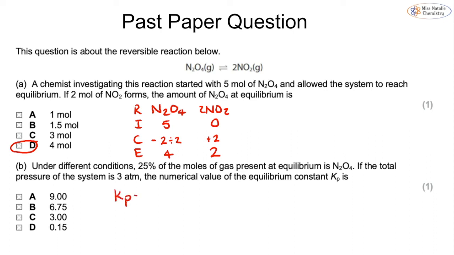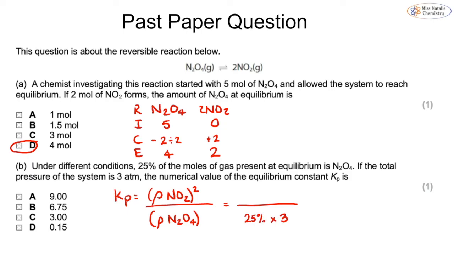So in this case, Kp is going to be the partial pressure of NO2 squared over the partial pressure of the N2O4. So our partial pressures here are going to be 25% for the N2O4. So 25% times the pressure of 3. And then on the top, that must be the remaining 75% times the pressure of 3, but that will be squared. And that is going to give you an answer of 6.75. So your answer is B.